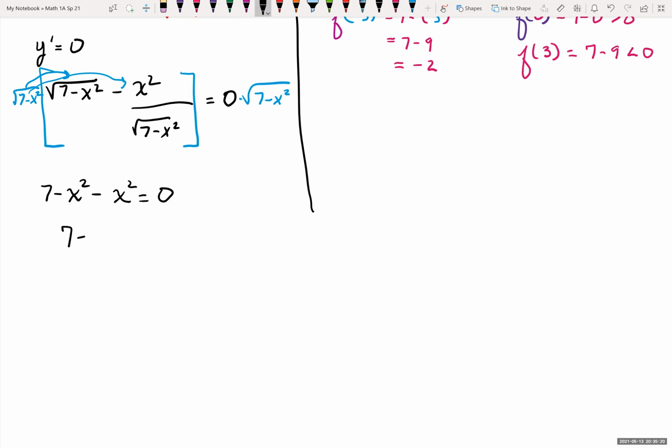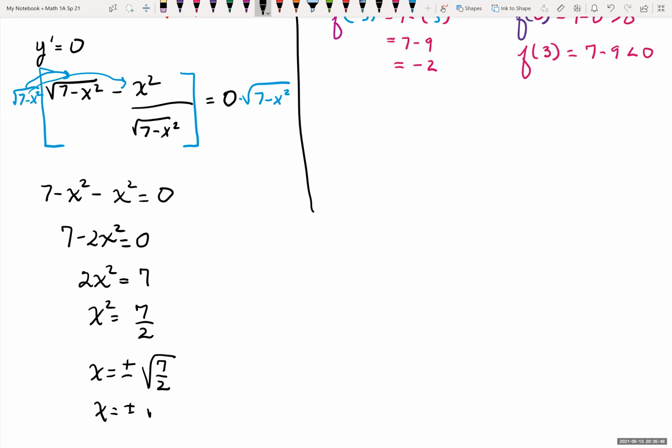So you have 7 minus 2x squared equals 0. If I add 2x squared to both sides, we get positive 2x squared equals 7. We could divide both sides by 2, so we get x squared equals 7 halves. Take the square root of both sides, we get x equals plus or minus the square root of 7 halves, or the square root of 14 over 2.